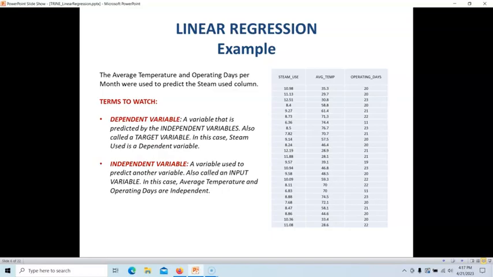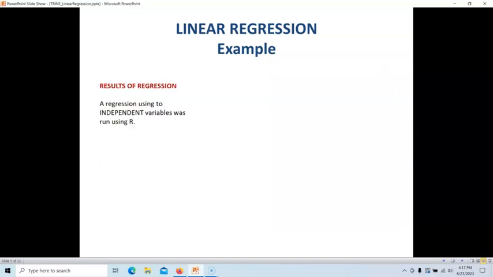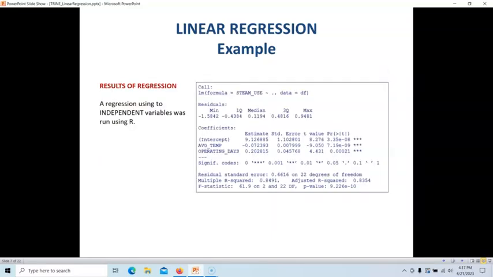So if we put this data into R, we get this as an output. So this might look a little bit confusing at first, but it's actually quite simple. The only thing we really need to look at is the weights here.